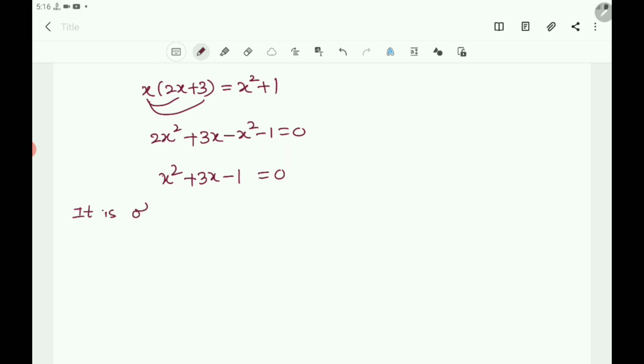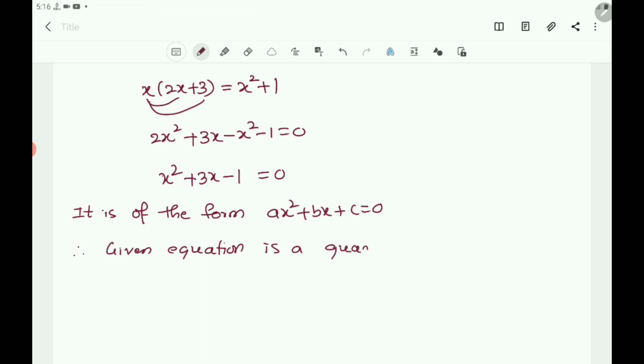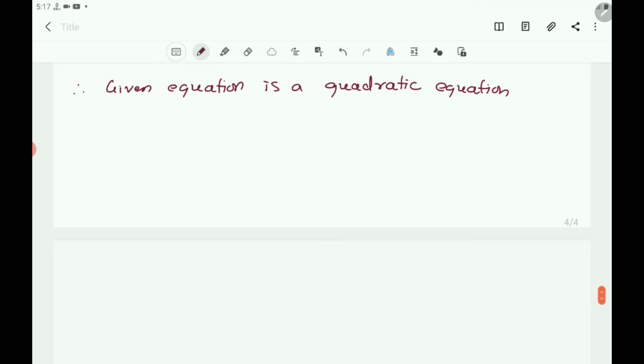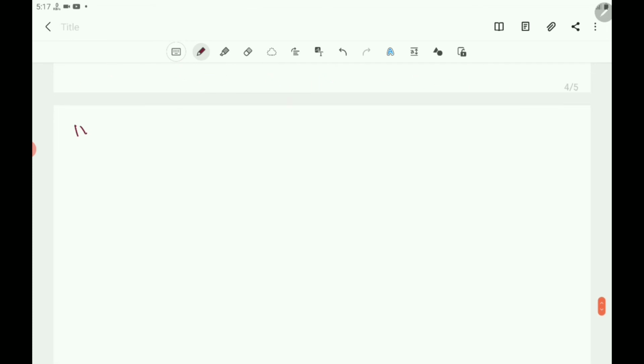It is of the form ax square plus bx plus c equals 0. So, the given equation is a quadratic equation. Therefore, the given equation is a quadratic equation.